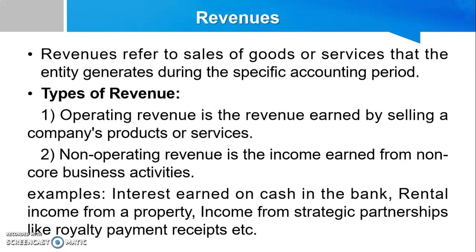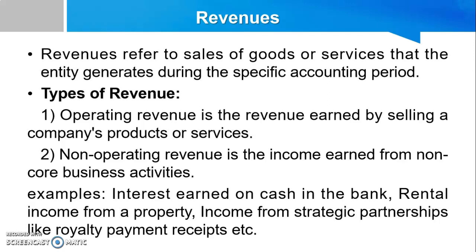There are certain types of revenue, which include operating revenue. It is the revenue earned by selling a company's product or service. The operating revenue for an auto manufacturer would be analyzed through the production and sales of autos. Operating revenue is generated from the core business activity of a business.